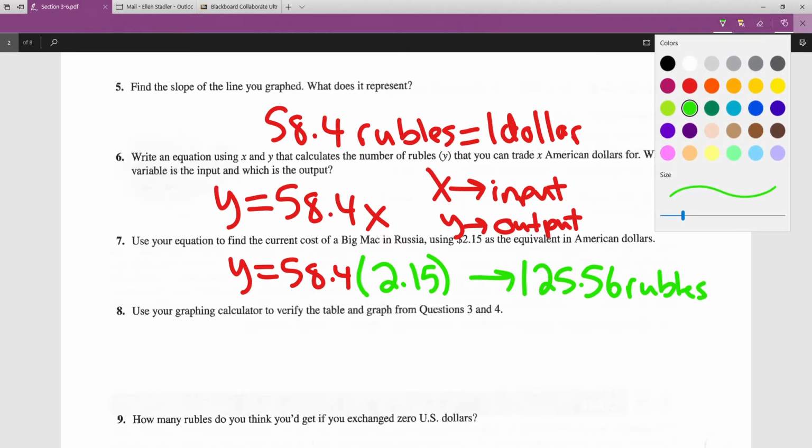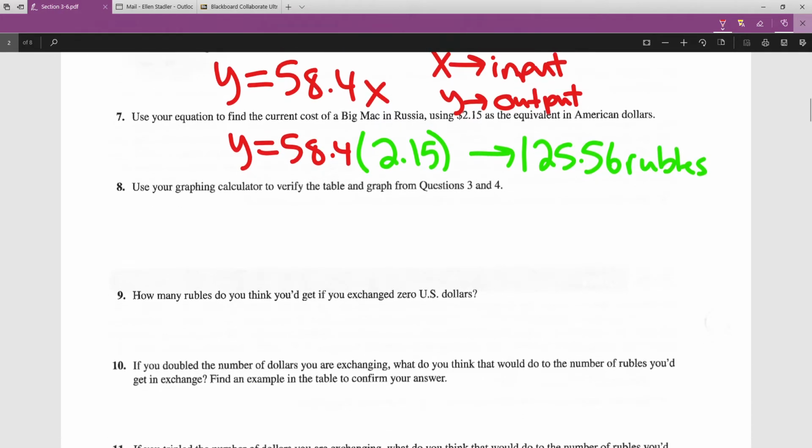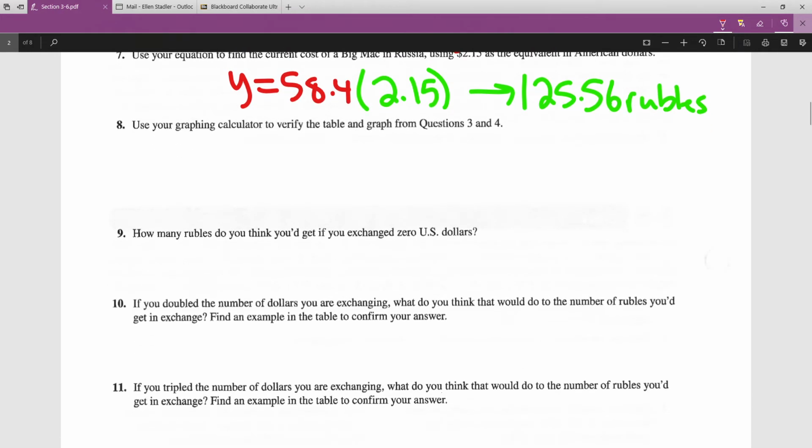Eight asks us to use our graphing calculator to verify. I will do that in a separate video. So that will be an additional video that you can look at. Number 9 says, how many rubles do you think you would get if you exchange $0? If I give them $0, how many rubles are they going to give me back? The answer better be 0.